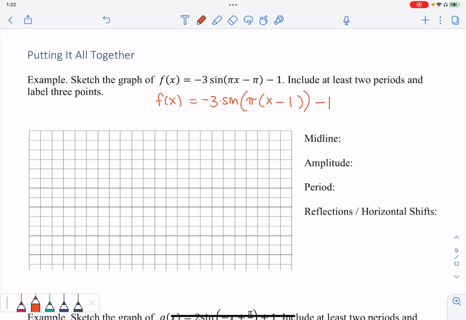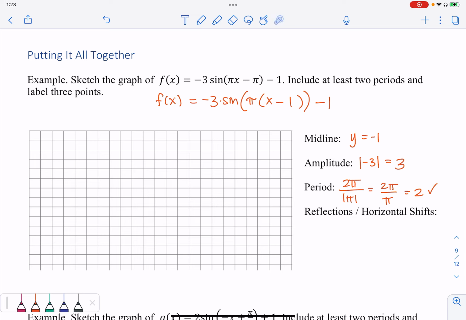So let's determine the midline. The midline of this function is y equals -1, and I get that from this minus 1 on the outside. The amplitude will be the absolute value of -3, which is 3, and I get that from this -3 being multiplied on the outside. The period I get from taking 2 pi and dividing by the number being multiplied by x, which is pi. So absolute value of pi, that gives me 2 pi over pi, which is 2.